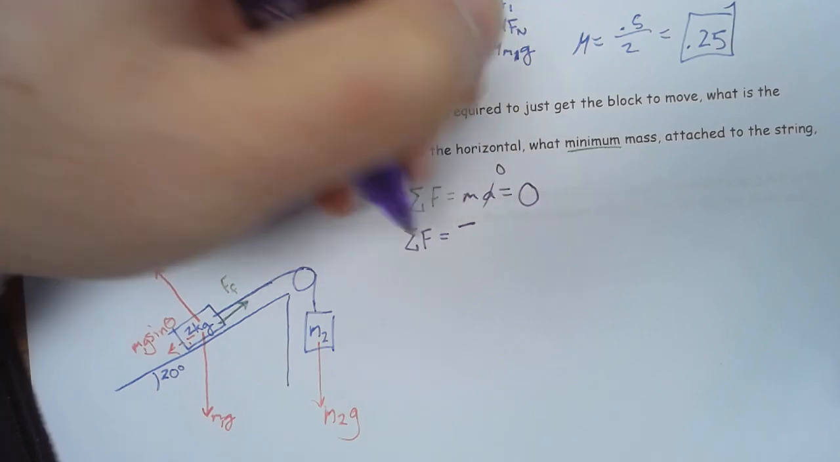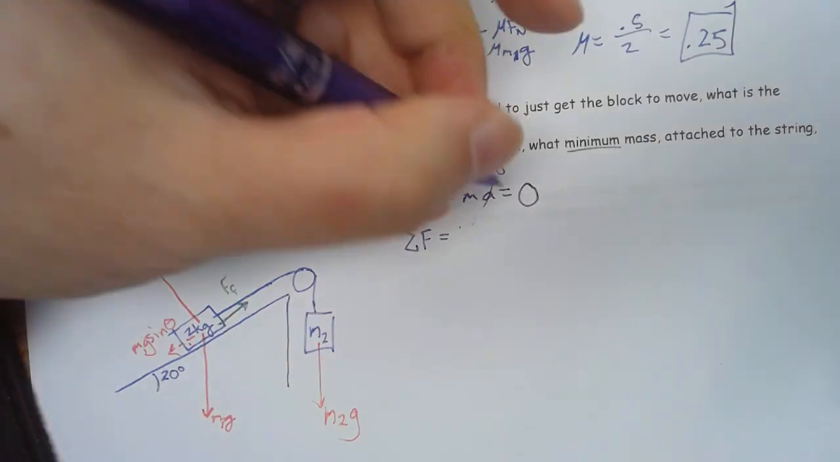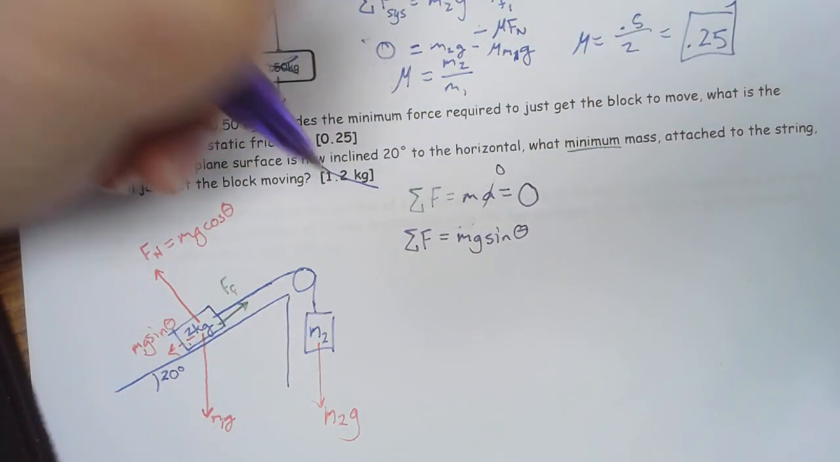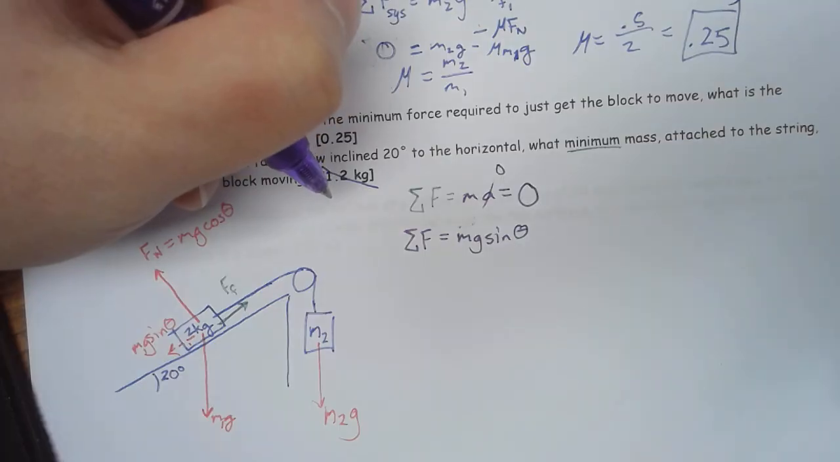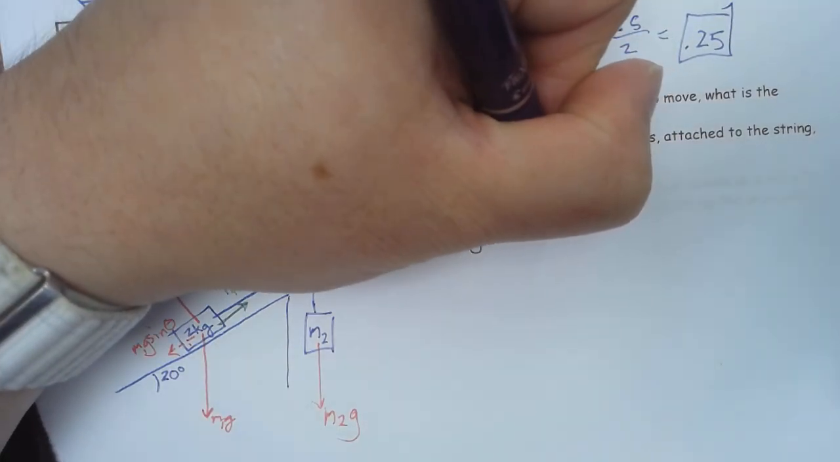Is it negative friction? Which way do you want to be negative? I don't care. Sure. It wants to try to go down the ramp, so we're going to have mg sine theta being our driver force, right? Mg sine theta being our driver force down the face of the ramp. So that means negative friction.